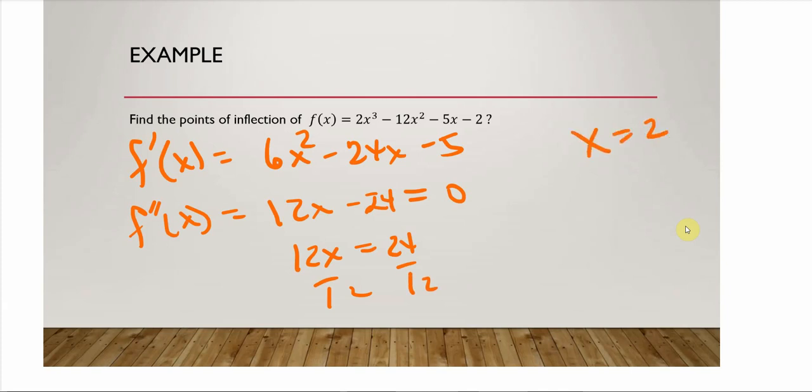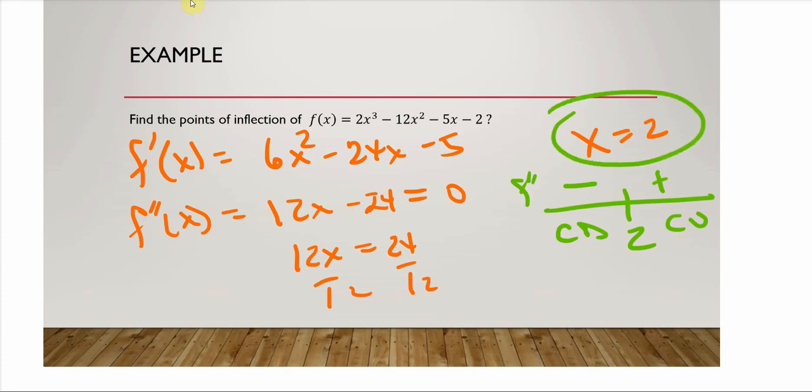And the biggest mistake students will make is they're going to look at this and say, oh, I have a POI at 2. But in order to be correct, you have to test it. So I'm going to plug in 0 into my function and I'm going to get negative. And then I'm going to take 3, plug it into my function, and I'm going to get positive. It's concave down, concave up. So now that I proved that it changes concavity, now I can say that that is a POI.